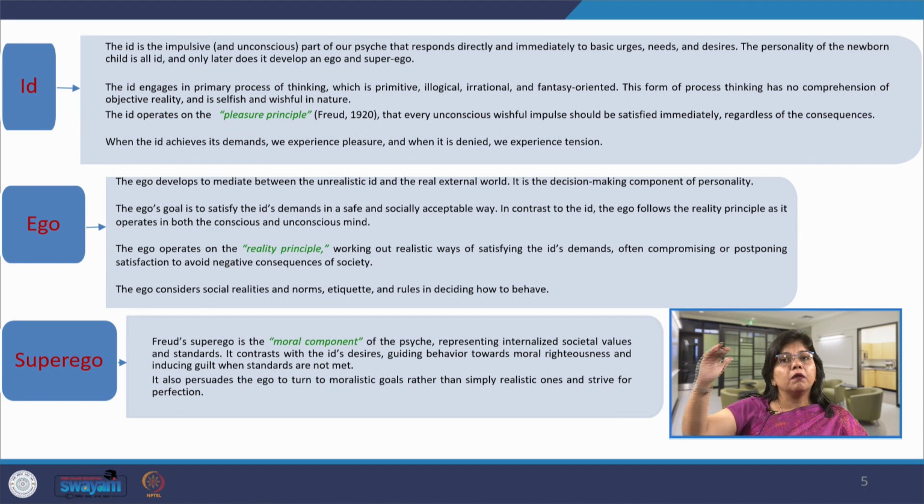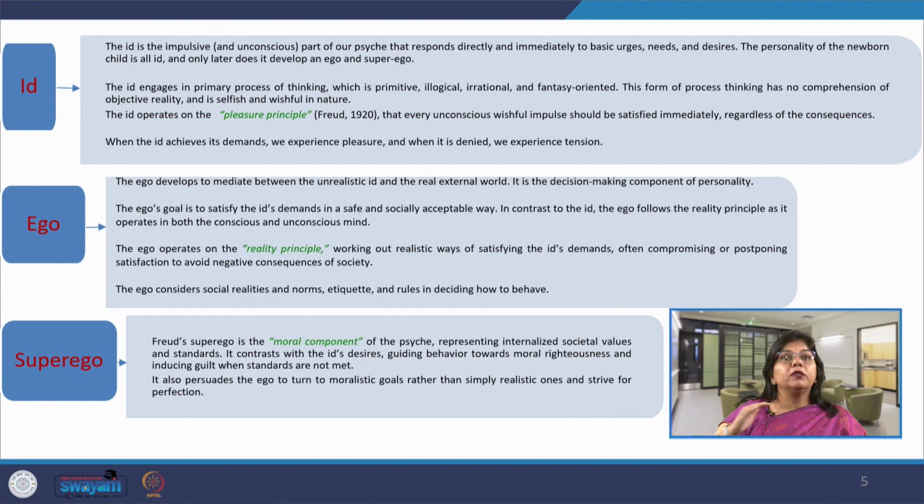So, it is over and above ego also, that is completely based on moral principles about right and wrong. The righteous pattern of behavior is more dominating. So, ultimately superego and ego are parallel to each other, where even when ego is satisfying its desire within social expectations, still superego will impose its own morality or the concept of righteousness in order to satisfy its desire. So, it also persuades the ego to turn to moralistic goals rather than simply realistic ones and strive for perfection. So, even superego controls ego.